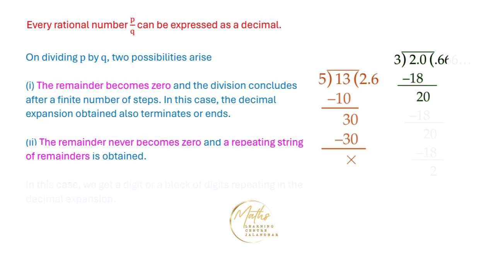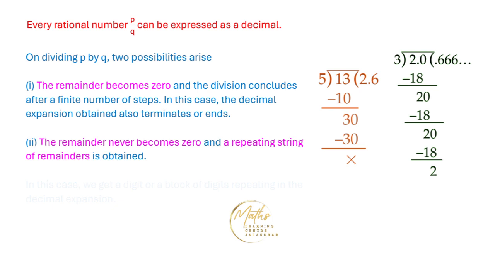Now it is 3 sixes are 18. When we subtract this value, the remainder is again 2. Again, if we multiply 3 by 6, we get 18, and now again the remainder is 2. So we can see that this process is never going to end, and we will obtain the quotient in this form, 0.6666 and so on. So this is the case where the remainder never becomes 0 and we obtain a repeating string of remainders.